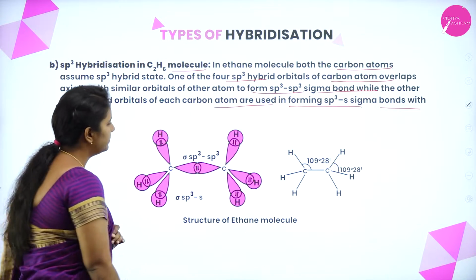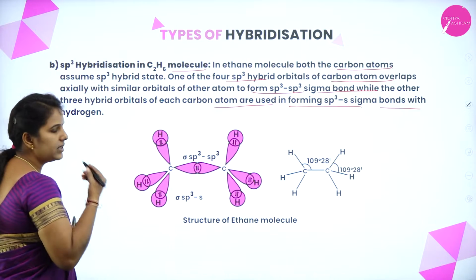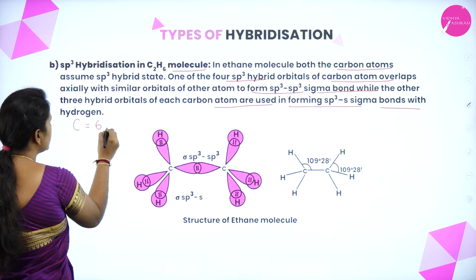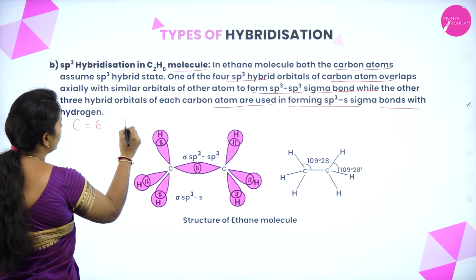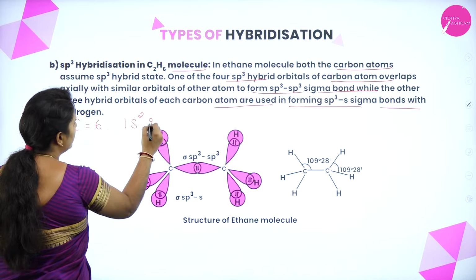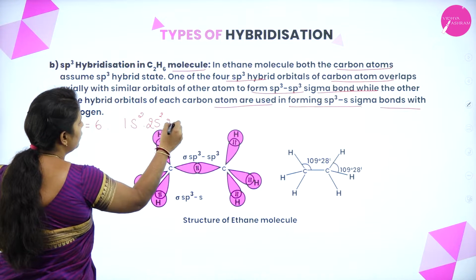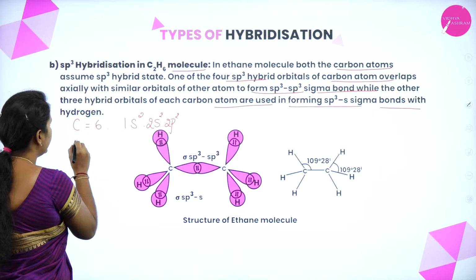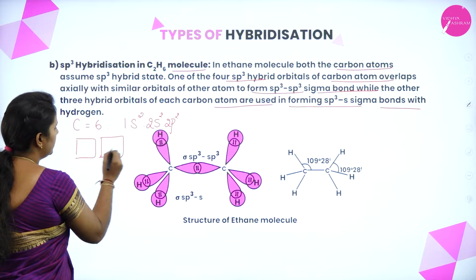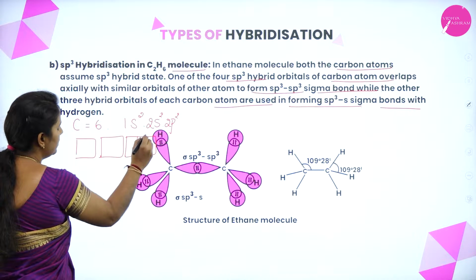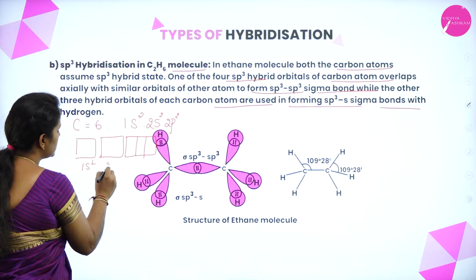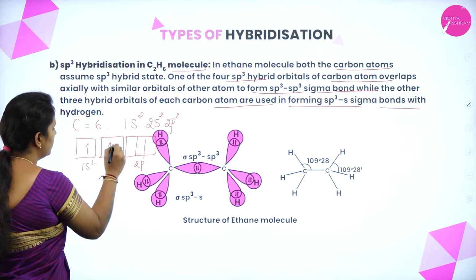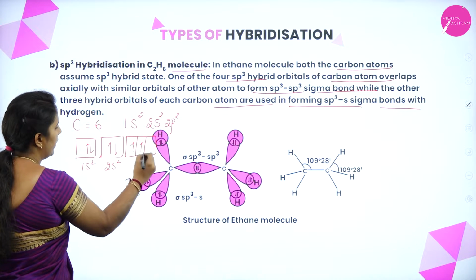Here you can see that we know carbon has how many electrons? 6 electrons, is it right? Each carbon has 6 electrons and we write the electronic configuration as 1s2, 2s2 and 2p2. So there will be 6 electrons. If you write it in the form of a shape, this is 1s squared, this is 2s squared and this is 2p, so there are 2 electrons there.